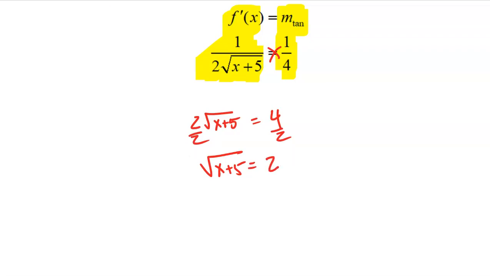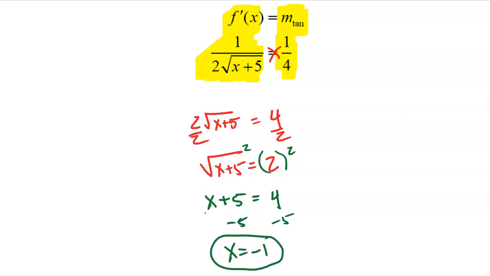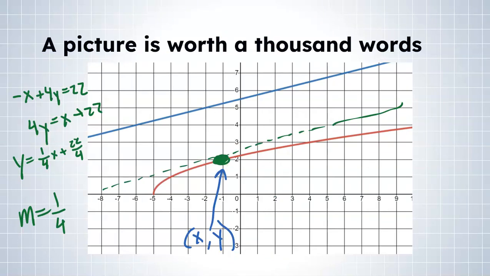Then I need to get rid of that square root, so I'm going to square both sides. On the left-hand side, the square and square root cancel, and I get x plus 5. On the right, I get 4. Subtract the 5, x equals -1. There is my x coordinate. Once again, I already know the slope is 1/4. I now know the x coordinate of my point of tangency. That is this point. I didn't make a bad picture; it looks pretty accurate to be right at -1.